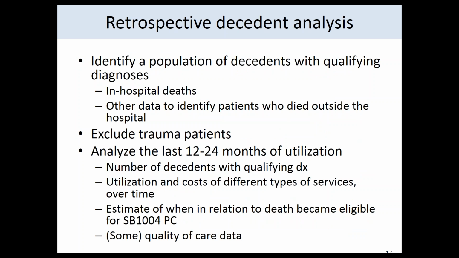So method number 2, a retrospective decedent analysis. In a nutshell, with this method you identify a population of decedents with the qualifying diagnosis. So how do you find out who died? How do you get that data point? Well, if you're a health system, you can certainly look to see how many patients died in your hospital or your ED or other types of facilities, or you can access an external file that identifies patients who died outside of the hospital, and we'll talk about one such source in a minute.